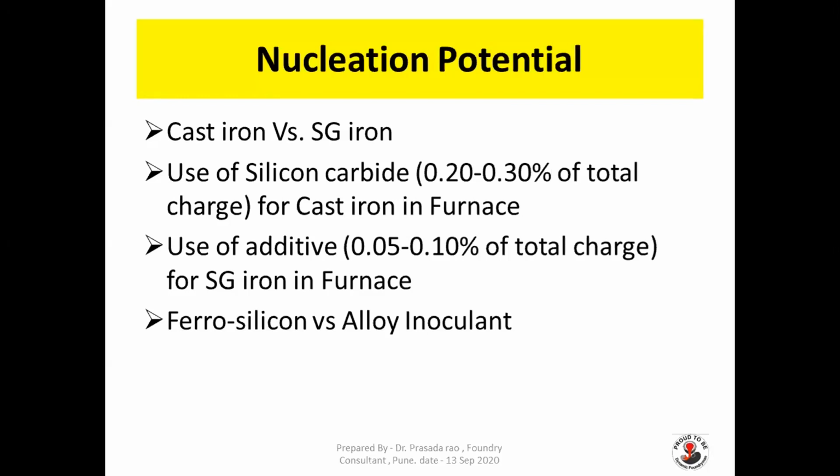Second thing, I will talk about again, I'm coming to the furnace only. I'm in the furnace role only. You have to either use the pig iron in the cast iron, around 10 to 15% pig iron, or if you do not use pig iron, use the silicon carbide, 0.2 to 0.3% of the total charge. I'm not talking about any inoculant right now. I'm talking about the furnace only. Why I'm talking about the furnace, I'll come to the later stage.